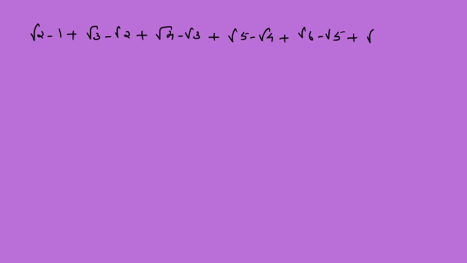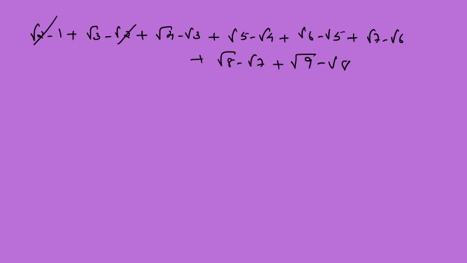So 1 by 1 plus root 2 has become root 2 minus 1. 1 by root 2 plus root 3 has become root 3 minus root 2. Next, 1 by root 3 plus root 4, we can write as root 4 minus root 3. Next root 5 minus root 4. Next root 6 minus root 5. Next root 7 minus root 6. Next root 8 minus root 7. Next root 9 minus root 8.